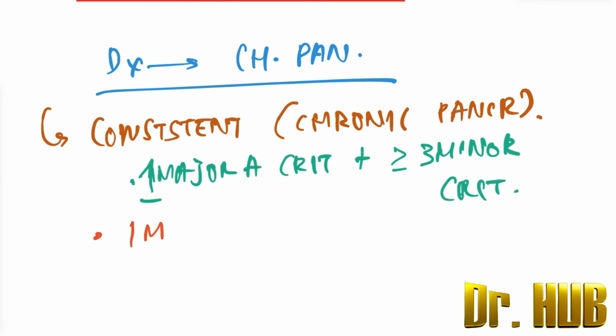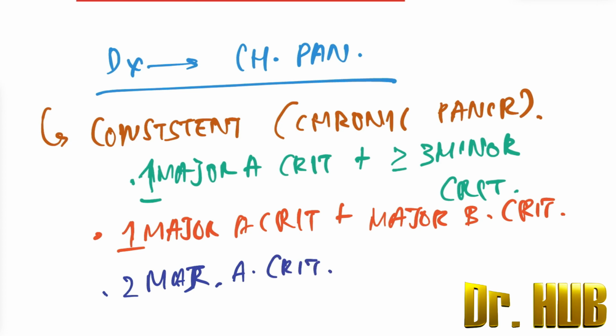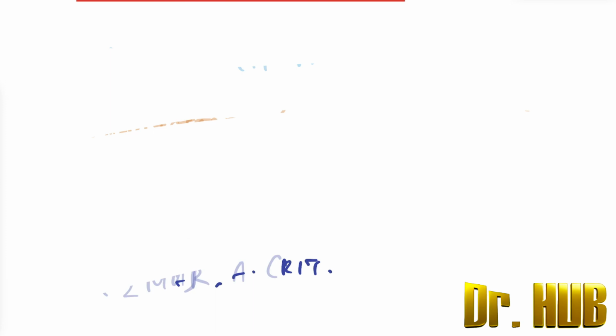Next, it includes one major A criterion plus major B criterion. And the third one is two major A criteria. Next, we look at what is suggestive of chronic pancreatitis.